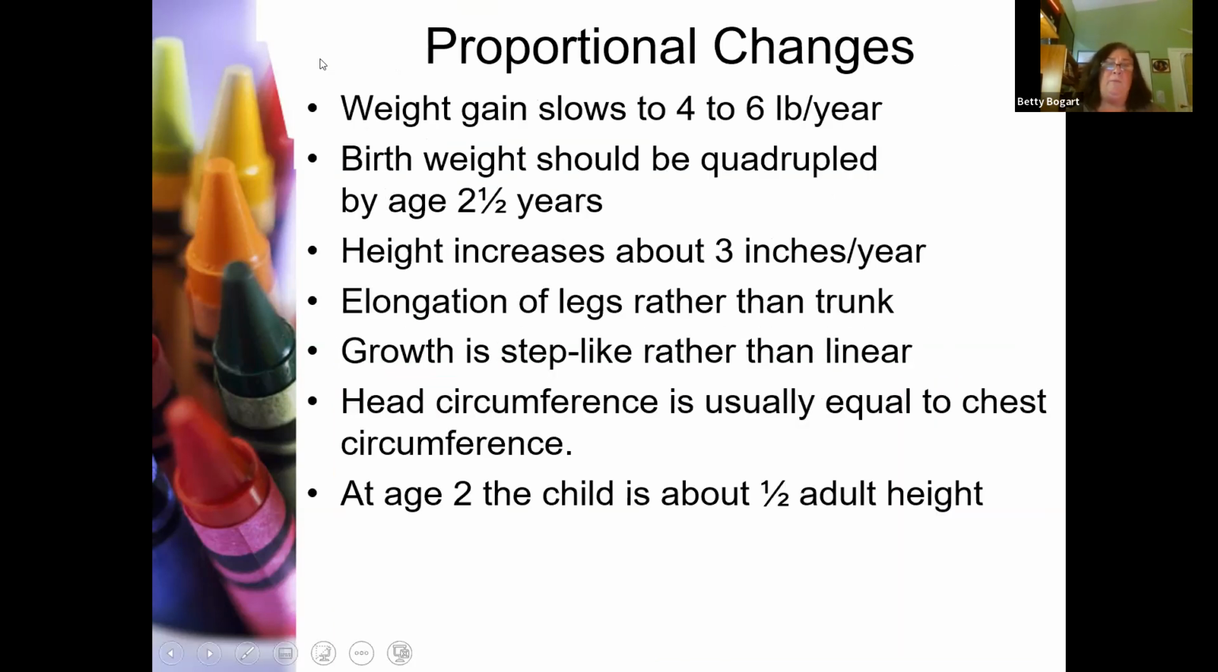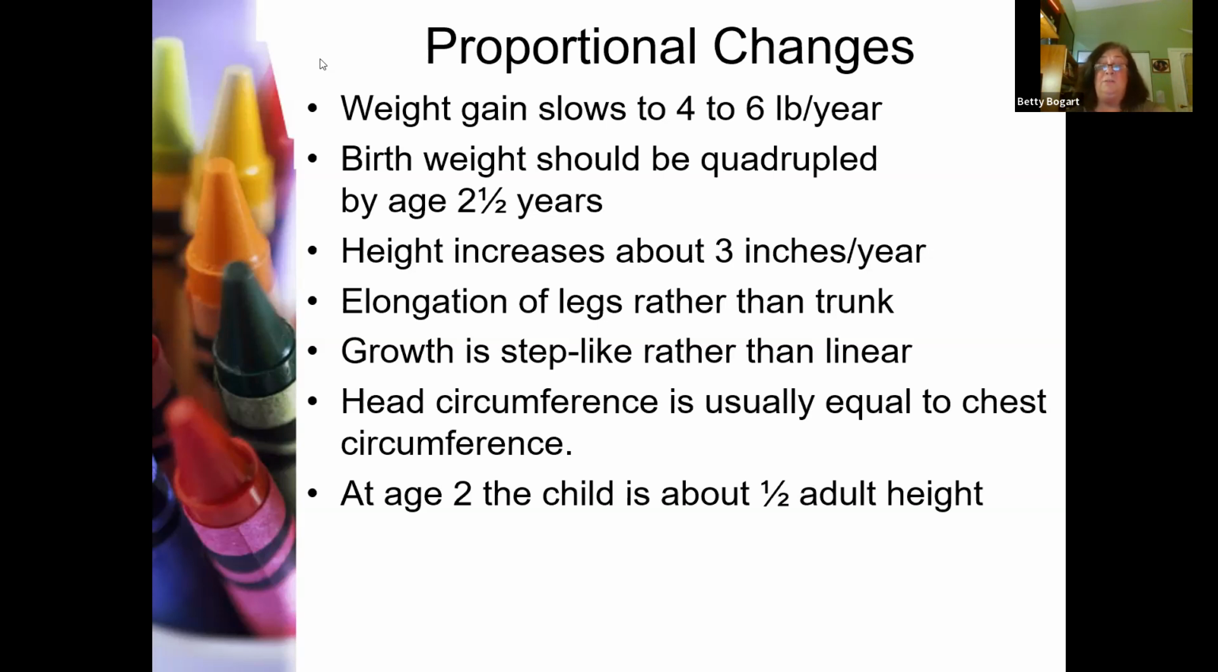So at this time, when they're toddlers, they go on a slower weight gain, only 4 to 6 pounds a year. They're very slow. The height goes up, maybe about 3 inches, but the legs now are getting longer. Initially, the trunk on an infant is quite long. Then all of a sudden the legs grow. So now the legs are growing, not the trunk. We know that head circumference should be at least equal to, if not less than, the chest at this point.